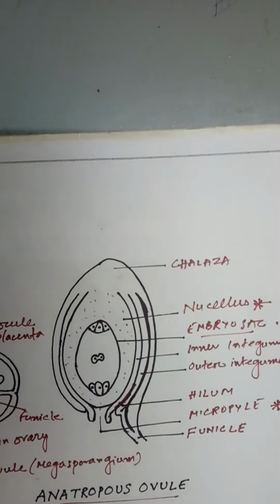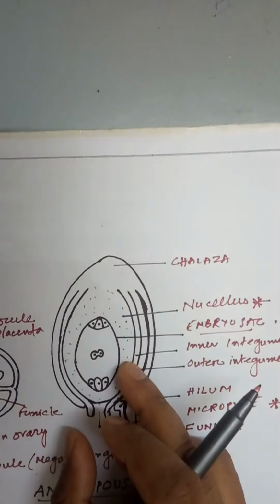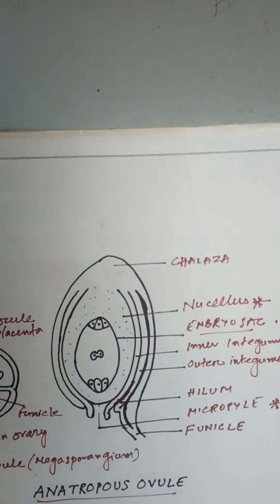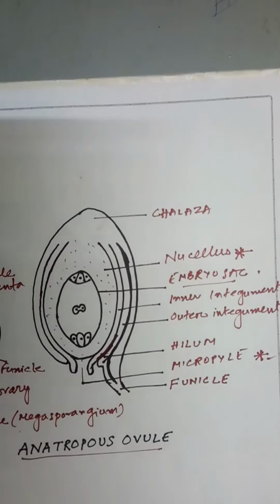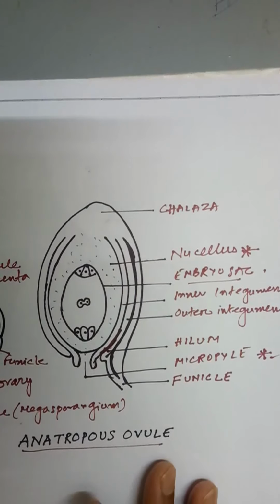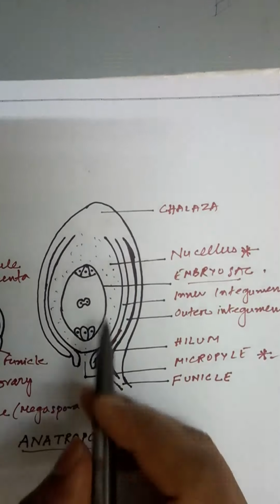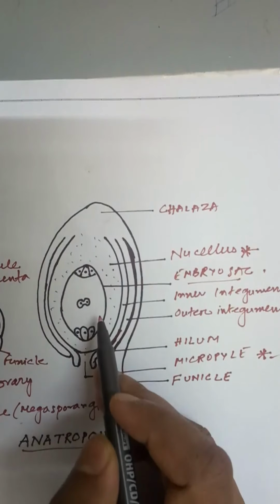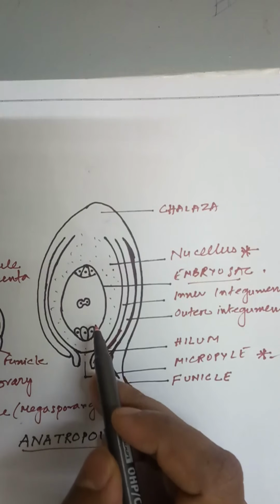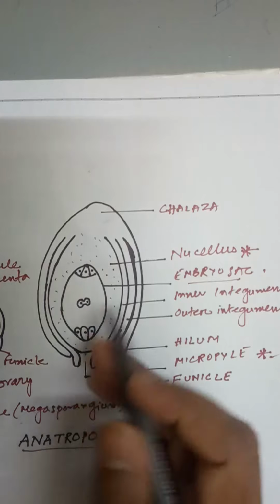Students, I hope you have understood the labeling of this diagram. This is very important. Practice it. You can see my video once again, and if you have any problem, you can contact me. In my next class, we will see how this embryo sac develops. That is the process of megasporogenesis. Thank you.